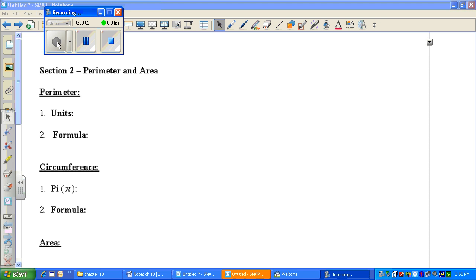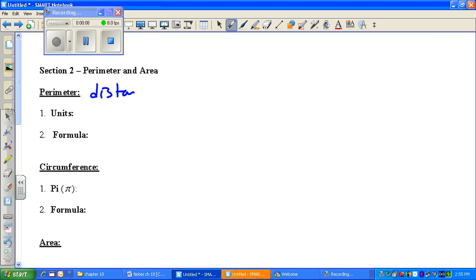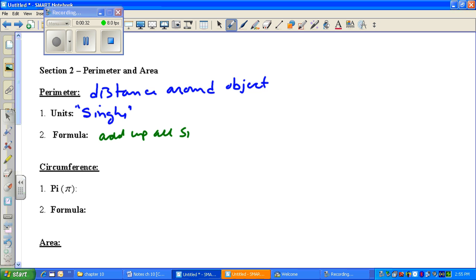Chapter 10, Section 2 looks at perimeter and area. So the definition of perimeter is just going to be the distance around the object. And that's any shaped object. The units are going to be what we're going to call single. They're one-dimensional because we're just measuring the distance. And the formula for this, no matter what the shape, all you're going to do is add up all sides.